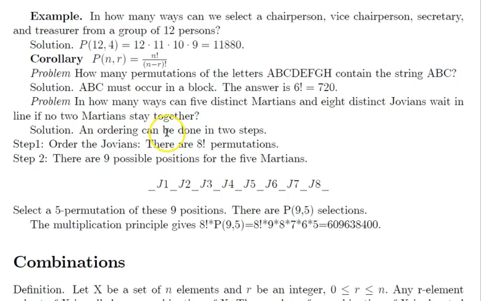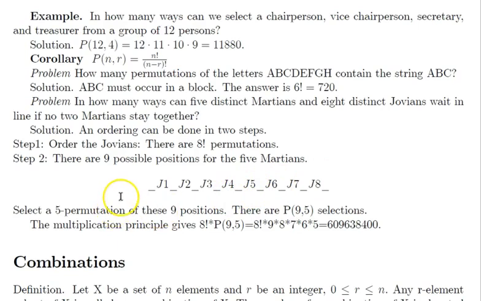Solution. An ordering of this kind can be done in 2 steps. Step 1, order the Jovians. There are 8 of them, so 8 factorial different permutations are possible. Then consider the positions before, between, and after Jovians. There are 9 possible positions to place a Martian, because no 2 Martians can stay together.